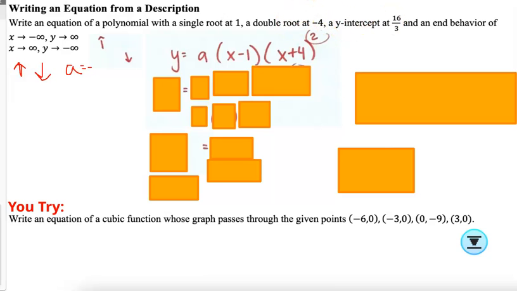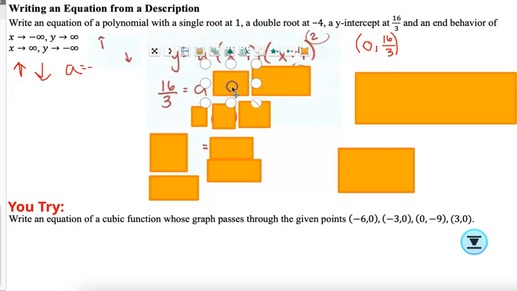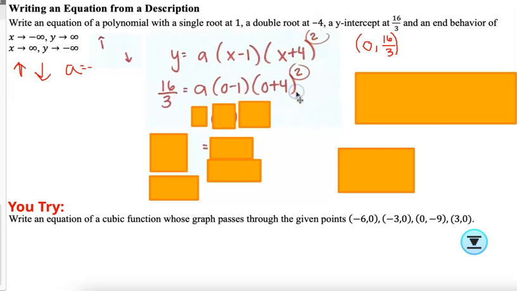Now they told me my y-intercept, and so again, a y-intercept would be 0, comma, my number. And so I'm going to take that number and substitute it into my equation. So for my y, I'm going to have 16/3. For my x values, I'm going to have 0. So I would have 0 minus 1, and then 0 plus 4.